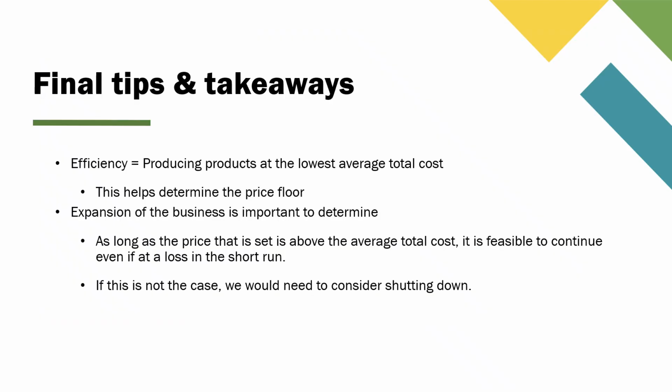So, final tips and takeaways. Efficiency is the point where we are producing products at the lowest average total cost, and this helps determine that price floor. In terms of expansion of the business, it's also important to determine this as well. And as long as the price that is set is above that average total cost, it's feasible to continue even if it's running at a loss in the short run.